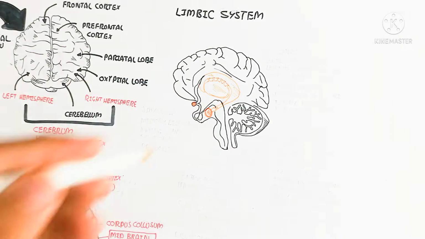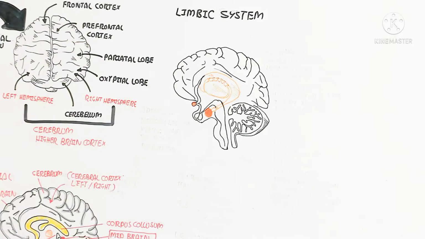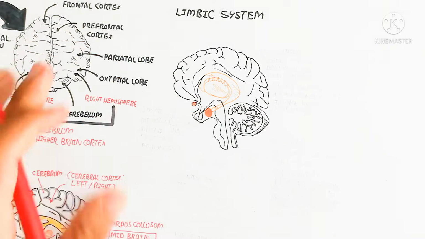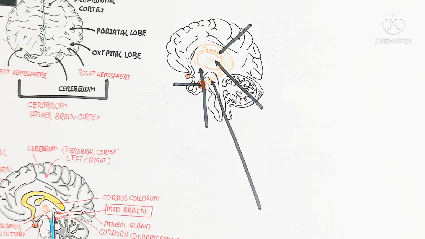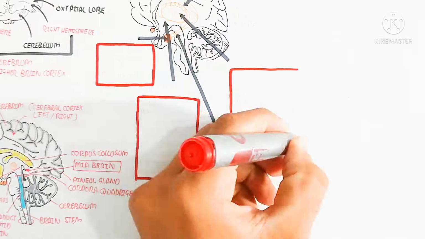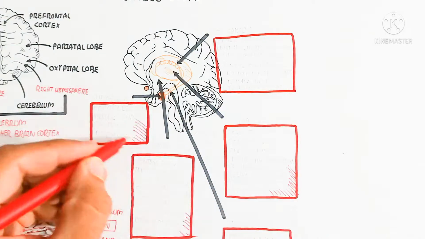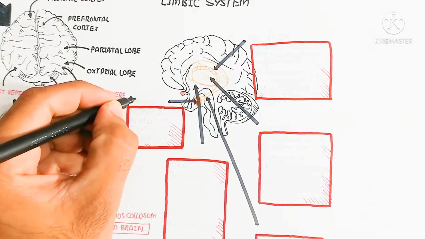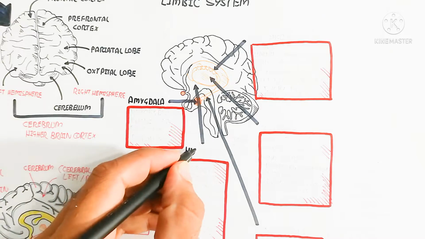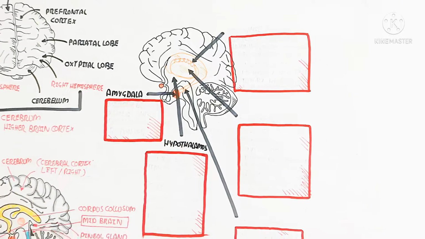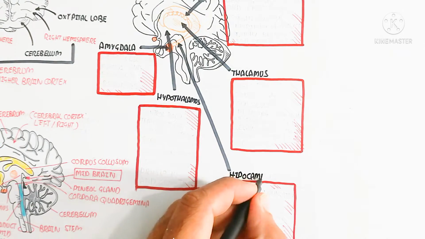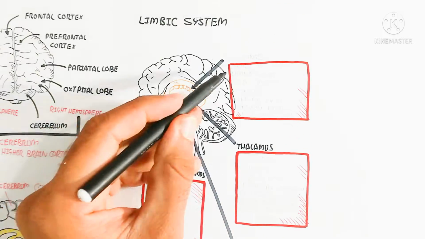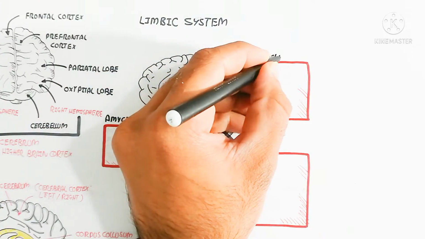Here is the limbic system, which contains this round-like structure, a dark orange shape known as the amygdala, and we will discuss these step by step. Let's begin from the amygdala. This is for memory, decision making and emotional response. And here is the thalamus, and here is the hypothalamus, and here is the hippocampus, and this is the basal ganglia.